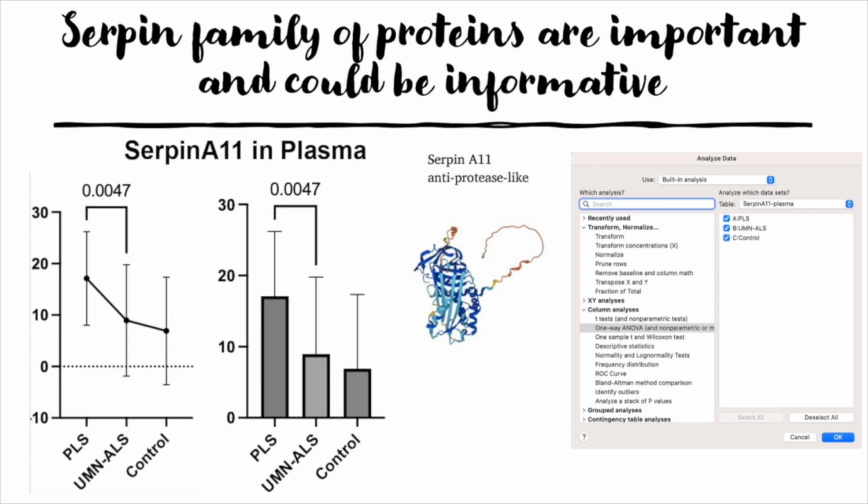This is in the plasma, and if you look at the PLS patients versus the upper motor neuron ALS patients, SERPIN-A1 was statistically significant in the PLS patients. And we thought that's actually very interesting. And also, it is statistically significant when compared to control cases as well. And it may be that a very quick ELISA test with SERPIN-A1 may give you an idea if it can distinguish ALS and PLS.